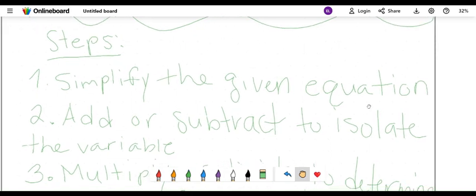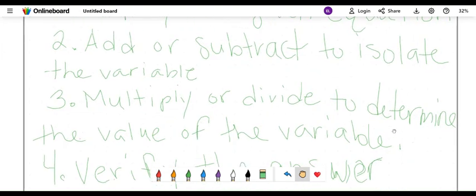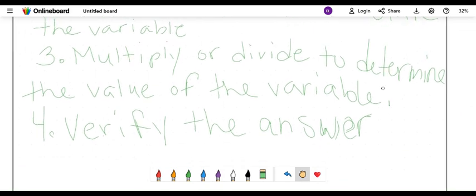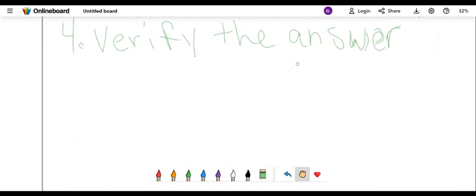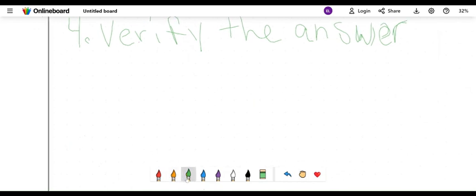Okay. So the steps to a two-step equation are: 1. Simplify the given equation. 2. Add or subtract to isolate the variable. 3. Multiply or divide to determine the value of the variable. 4. Verify the answer. Okay, I'll give you a few examples.